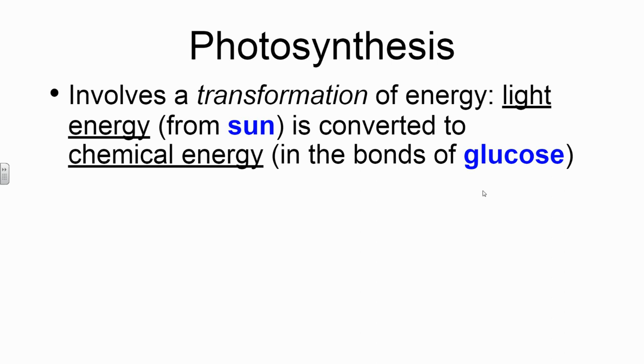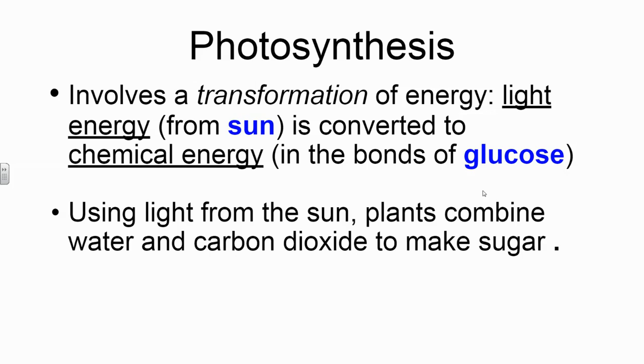In the end, what's going to happen in photosynthesis is we transform our light energy, again, that came from the sun, into chemical energy. Chemical energy is stored in the bonds of molecules. Specifically, we're going to store that light energy in the bonds of molecules that make up glucose. Another way of saying this is we use light from the sun. Plants combine water and carbon dioxide to make sugar.